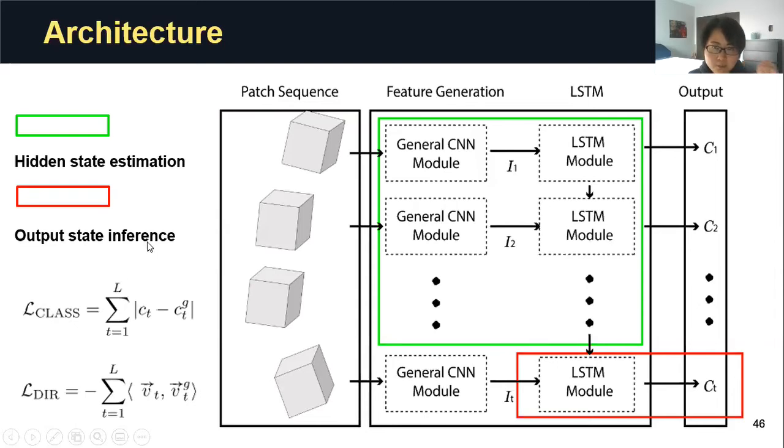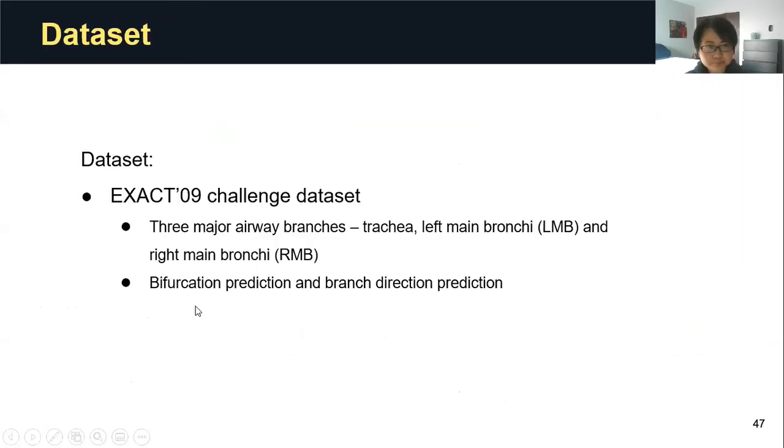We apply this architecture on two different tasks. One is to do bifurcation detection, so we use a loss function for class prediction. And another task is to do direction prediction, so we have another loss for direction prediction. We evaluated our method on dataset EXACT09 on 3 major airway branches and 2 different tasks.